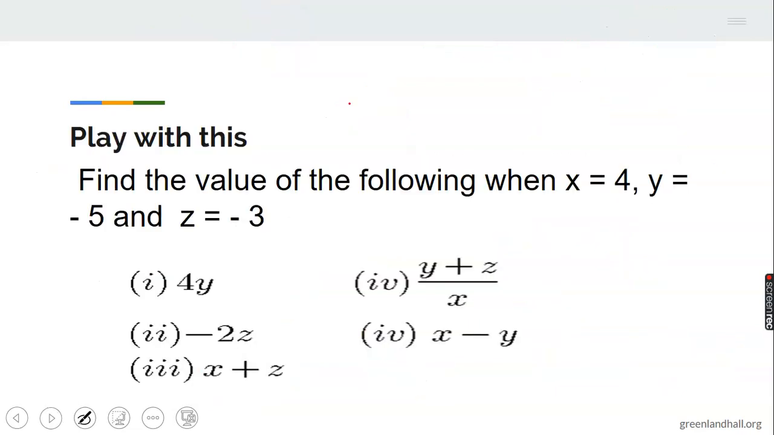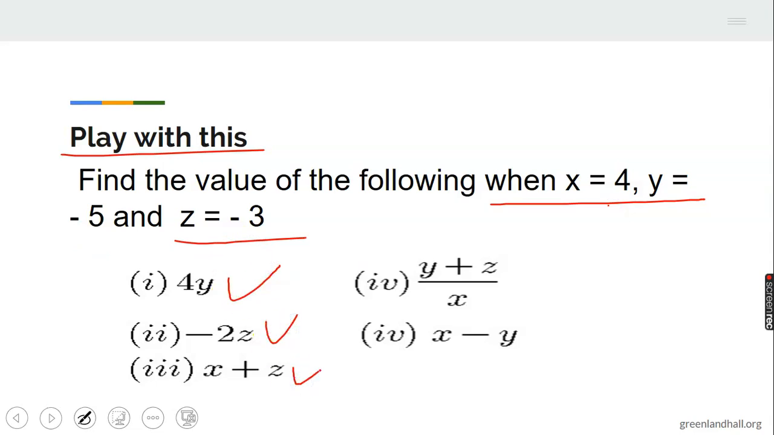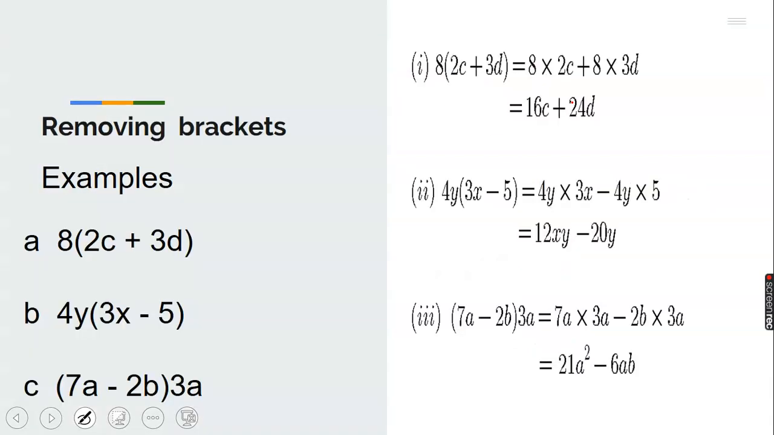Now, here is one for you to quickly play with. You have to find the value of the following when x is equals to 4, y equals to minus 5, and z equals to minus 3. Find the value of this, the value of this, and the value of this. That is, what is the value of y? Y is minus 5. That is 4 times minus 5. You can use my example to do the rest.